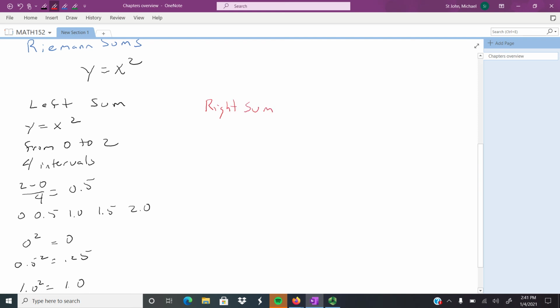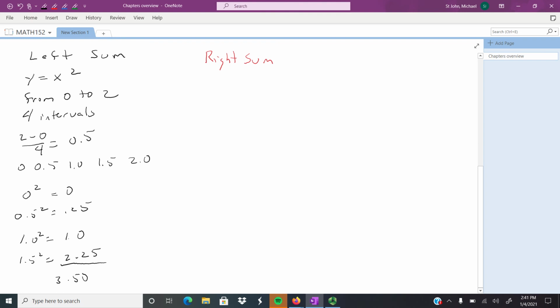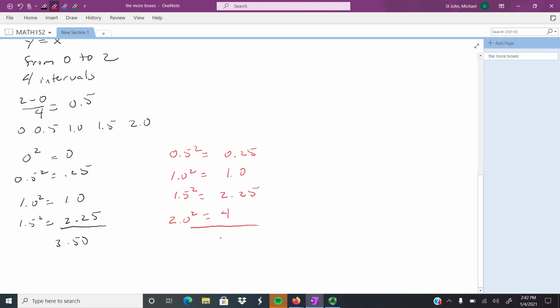Right? So now, if I go to the right sum, still using the same intervals, right? So now we're looking at the right side, and so this is going to be 0.5 squared, which is 0.25. This will be 1 squared, which will be 1.0. This will be 1.5 squared, which is going to be 2.25. And this would be 2 squared, which is going to give us 4. And so we could add that up. And this one gives us an area of 7.5.